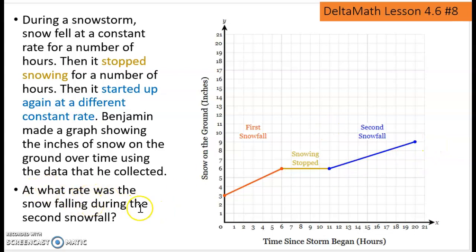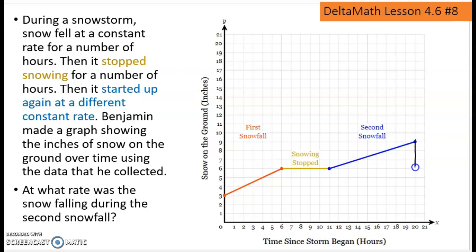What is the rate of snowfall during this? What is the rate? It was snowing during the second snowfall. So we had to identify on the graph where the second snowfall was. So we had to use our words to understand first snowfall, stopped snowing, second snowfall. Then we can find our rate by using either rise over run, change in y over change in x. Either way works. So let's look at this. So when we go through it, we can mark this up.